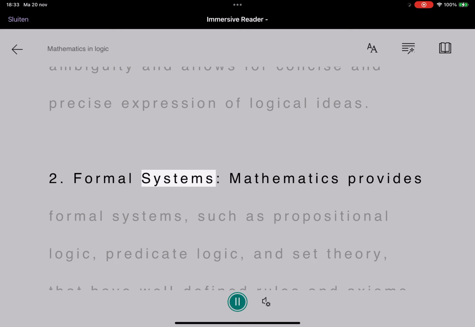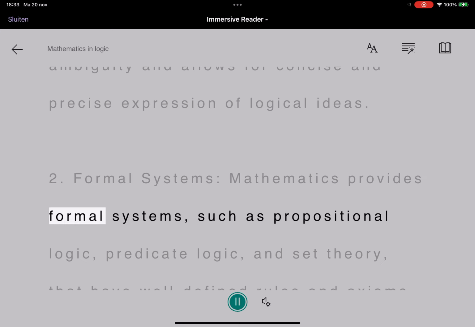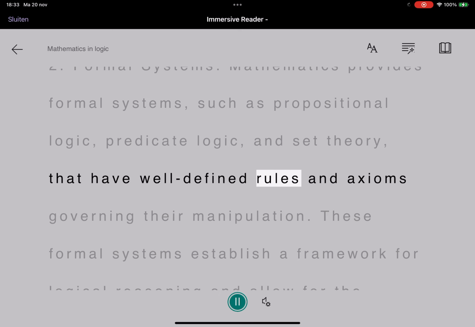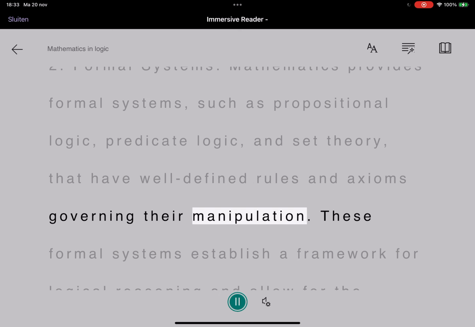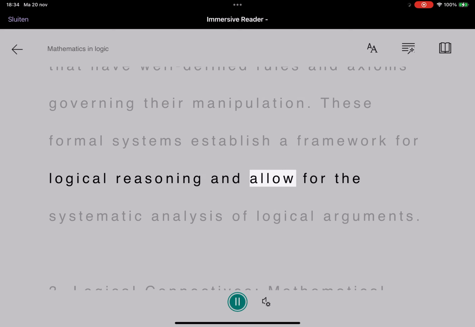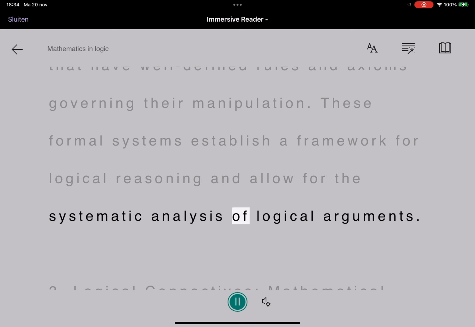2. Formal systems. Mathematics provides formal systems, such as propositional logic, predicate logic, and set theory, that have well-defined rules and axioms governing their manipulation. These formal systems establish a framework for logical reasoning and allow for the systematic analysis of logical arguments.